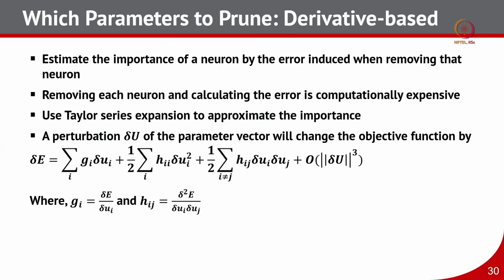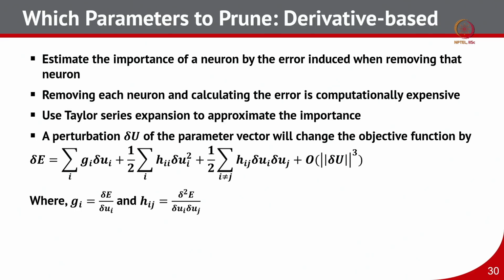Let us say I remove the 50th weight, and then I can see what the accuracy is. After that, maybe I can put that 50th weight back, and then remove the 51st weight, and see the effect on accuracy. By this technique we can estimate the importance of a neuron by the error induced when removing that neuron. But again, removing each neuron and calculating the error is computationally expensive. If we have, let us say, millions of weights, then we have to do millions of iterations to obtain the importance of each neuron, which is huge.